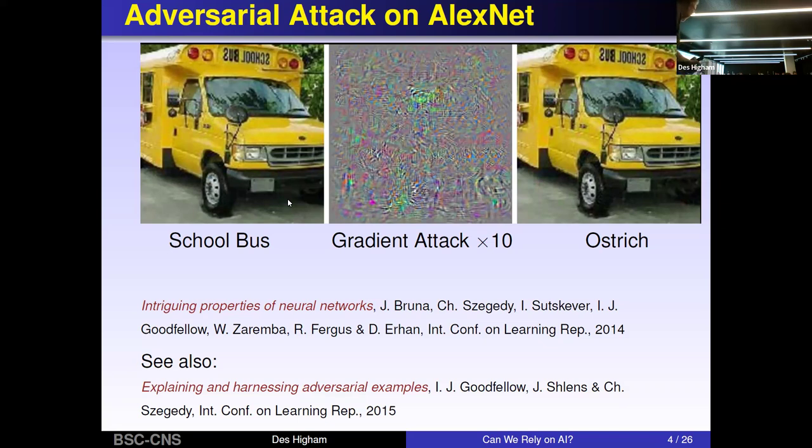So that would be what's called a white box attack, because we need to have access to what's inside the system to work out those gradients. But you can do a very similar black box attack. If you're allowed to probe the system a few times, then you can approximate the gradients using the finite differences. So you can also do this kind of attack, even if you only have access to inputs and outputs.